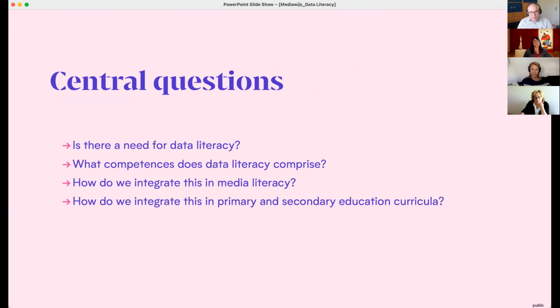Within MediaWise, we've worked on data literacy for quite a while and worked around these questions of, okay, is there a need for data literacy? If we talk about data literacy, what competences do we think of? But also, how do we integrate this in the media literacy projects we have? And how do we integrate this in primary and secondary education curricula?